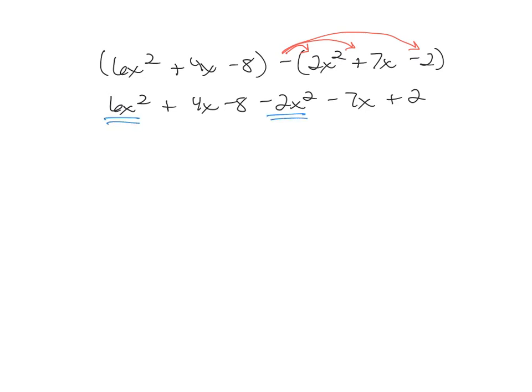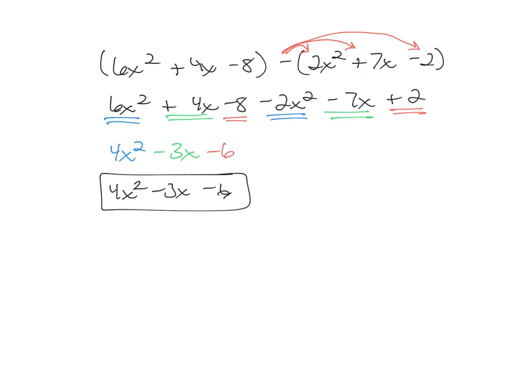X squared, 6 minus 2, 4x squared. 4x, negative 7x, so 4 and negative 7 make a negative 3x. Negative 8 and positive 2, negative 6. Okay, so don't just distribute that minus sign, basically change the signs on the second one, and then everything else is done the exact same way. Okay? So don't treat it any different after you do that.